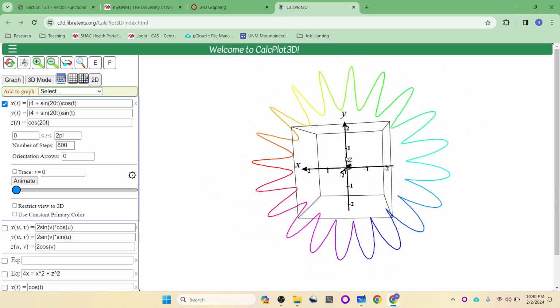This is the sort of thing that computers are great for. This is way too complicated for anyone to do by hand. So that's why it's good that we have this technology.